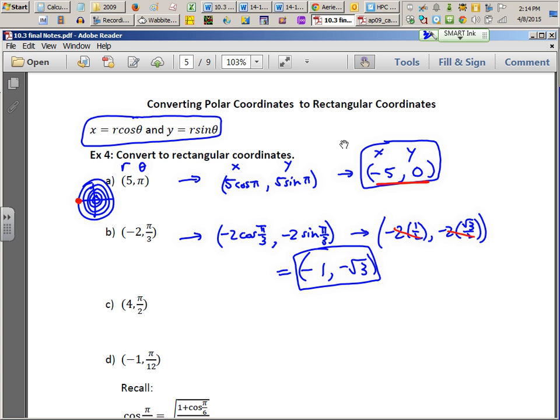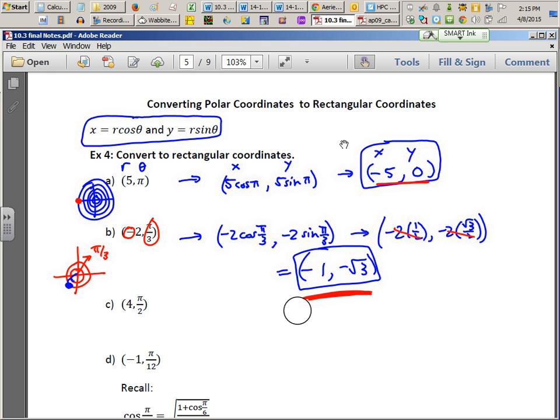Now you might say, how can this point be in quadrant 3? That doesn't make any sense. The angle is 60 degrees. Well, remember, the angle is 60 degrees, but that negative there on the 2 means travel in the opposite direction of pi over 3, 2 spaces. So that actually puts you going backwards, away from the pi over 3 ray, down towards the third quadrant there. That's why we got a double negative on our answer.